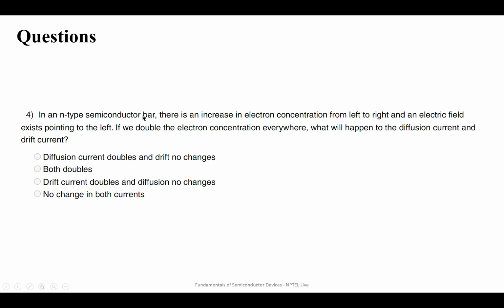In an n-type semiconductor bar, there is an increase in electron concentration from left to right, and an electric field exists pointing to the left. If we double the electron concentration everywhere, what will happen to the diffusion current and drift current? Diffusion current doubles and drift no changes. Both double. Diffusion current doubles and drift no changes. No change in both currents.